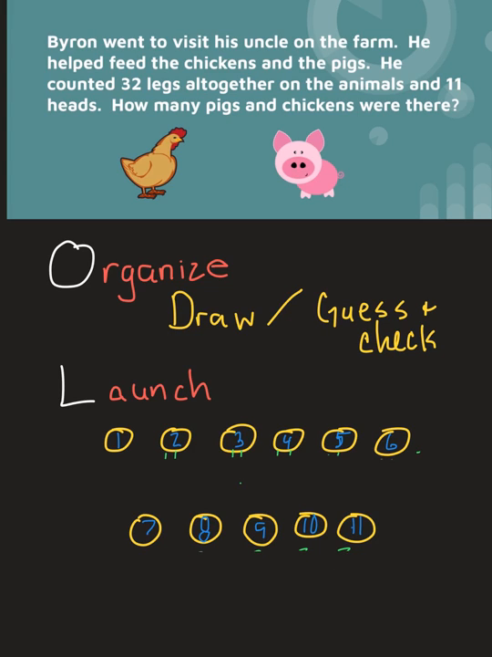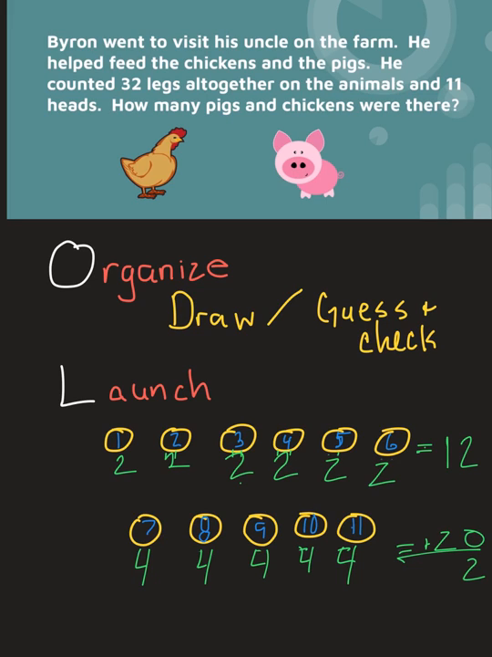Let's just do the opposite then and try that, see if it works. So let's say there's 1, 2, 3, 4, 5, 6 chickens with 2 legs each, and that gives us 2, 4, 6, 8, 10, 12 legs, and 5 pigs with 4 legs each, 4, 8, 12, 16, 20. That's 20 legs on 5 pigs. And if we add those up, that gives us 32, exactly what we're looking for.